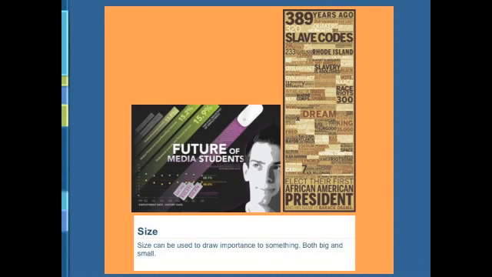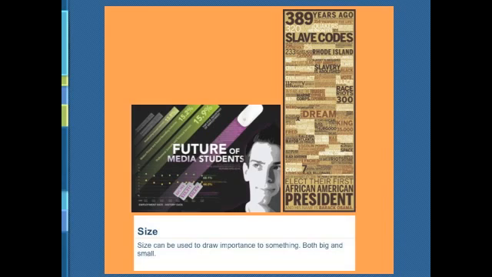So I want you to take a look at the image on the left. It's a poster, and I want you to think about what elements are big and what elements are small, and why they are important in that way. Pause the video when you get a chance to do that.